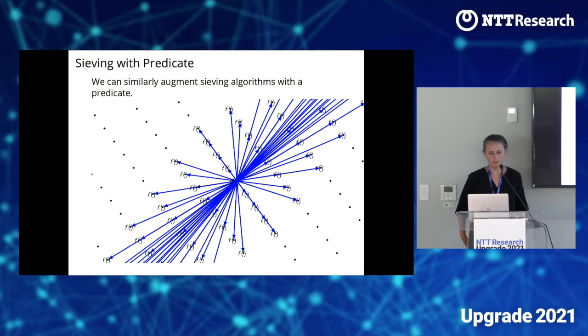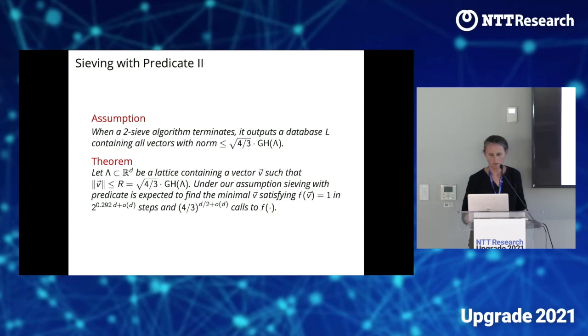You can also look at lattice sieving. So we can augment the sieving algorithms with a predicate. The thing that's interesting about this is that a lattice sieve algorithm will actually produce not just vectors of a particular length, but it'll actually produce a list of all vectors with norm of less than square root of 4/3 times the Gaussian heuristic. And so that means that when you're using a sieving algorithm, if your target vector is anywhere within this radius, the sieving algorithm will find it in that amount of time. And so you essentially get this slightly larger search radius for not quite free, but free.